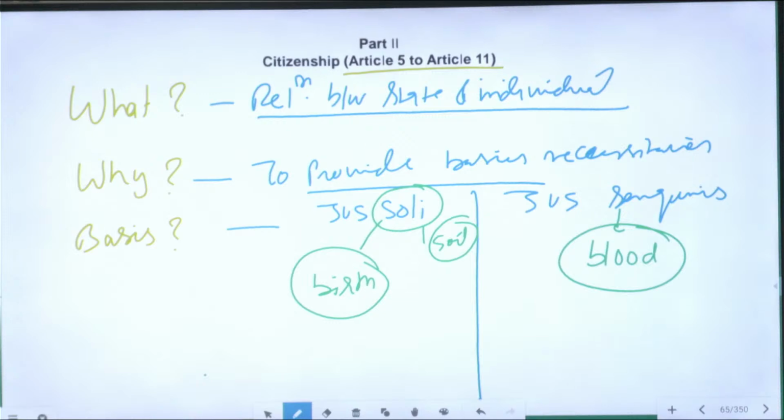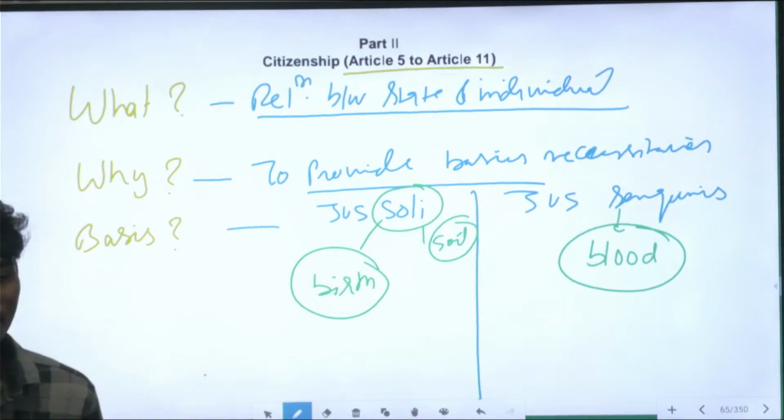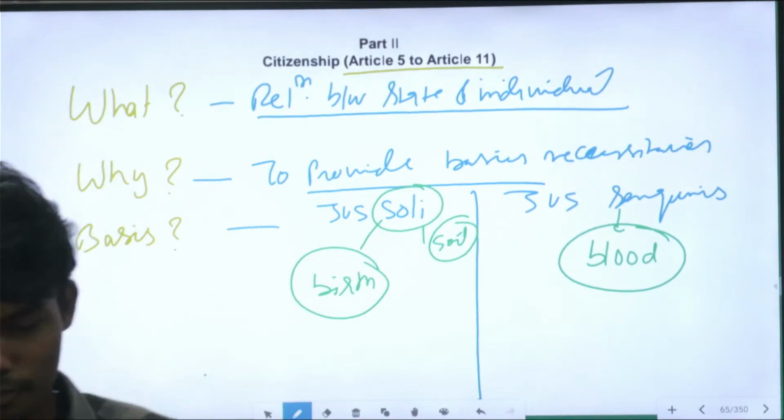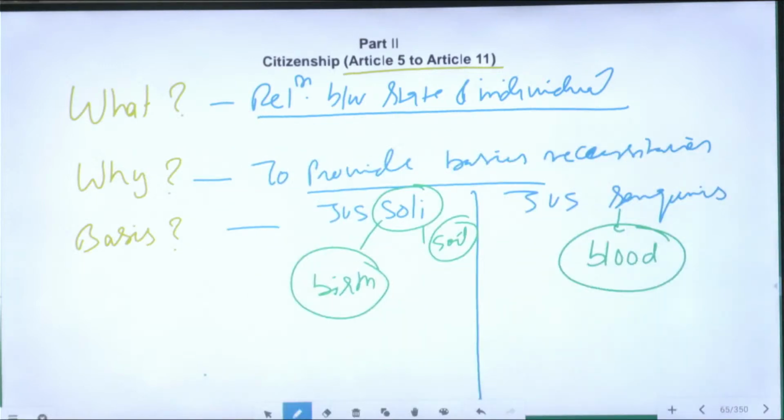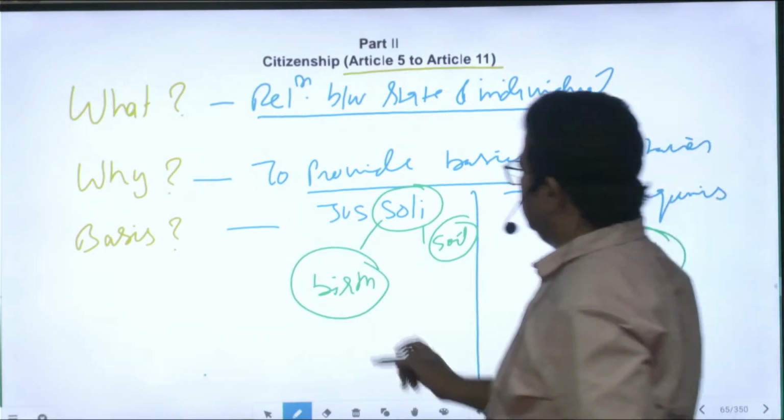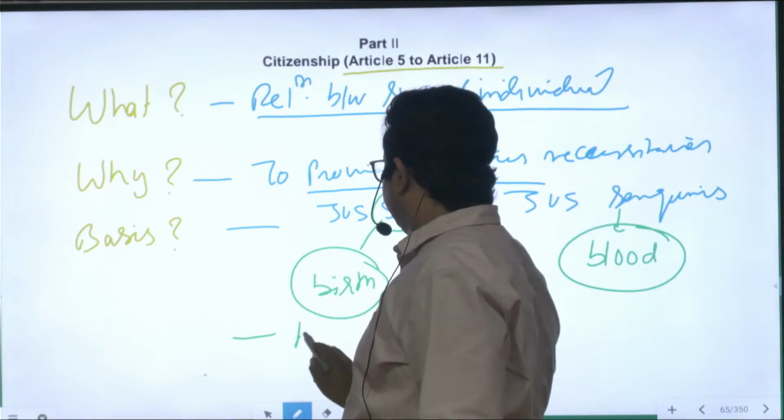Germany, when Hitler was there, massacre of Jews on the basis of blood. Race, on the blood means on the basis of race. ठीक है? These are the two ways worldwide of providing a citizenship. India follows this jus soli.